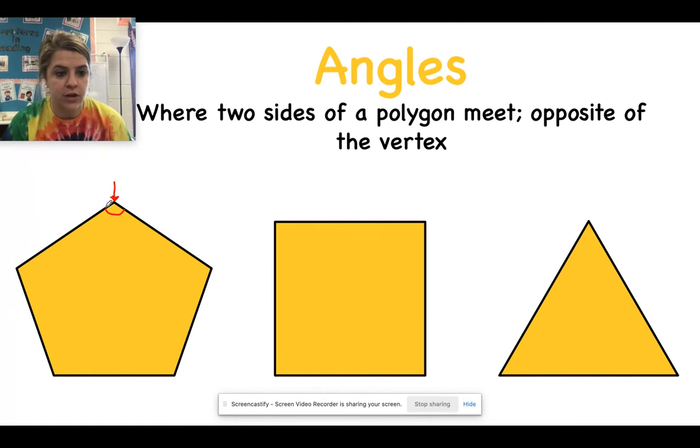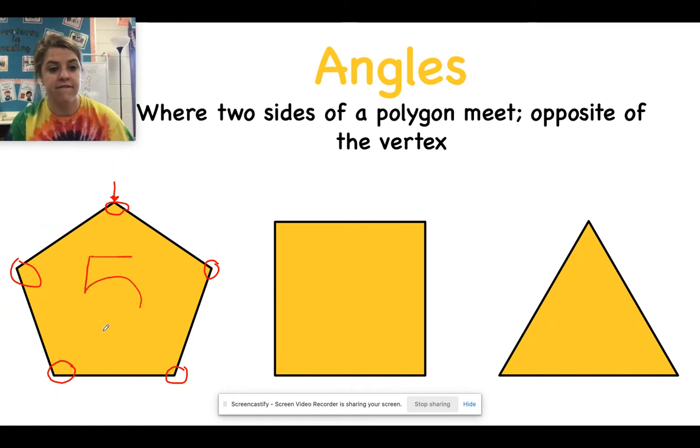So if I were to circle it, I would do this. Okay, and then I could do this one. 2, 3, 4, 5. And basically when I circle the angles, I'm circling the vertex and the angle at the same time. So how many angles does a pentagon have? It has 5 angles.